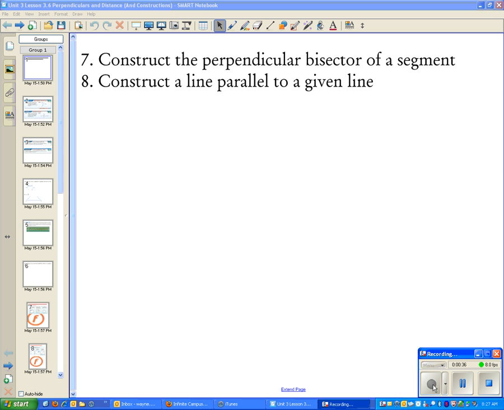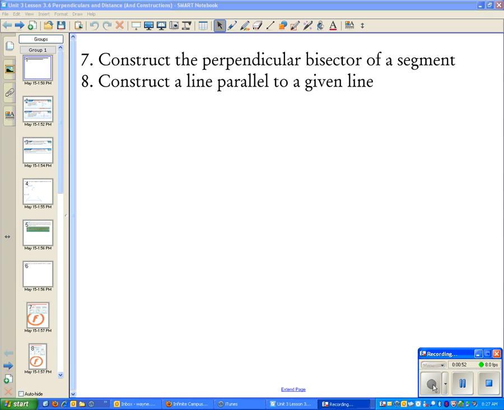Because guess what a perpendicular bisector is? It's a bisector that's perpendicular. Okay? So we already know how to do that. And then constructing a line parallel to a given line. That one's going to take a little bit of work.